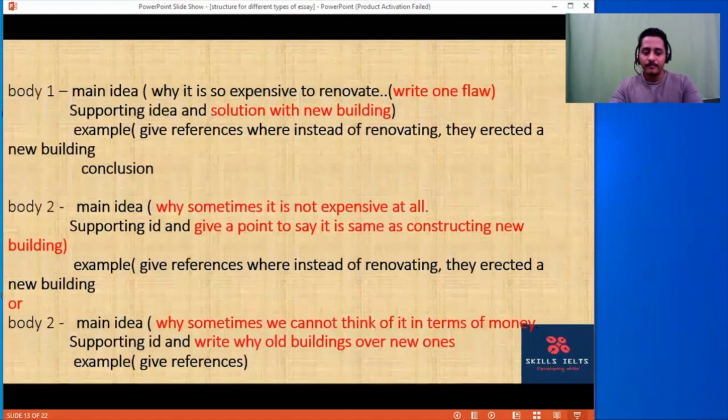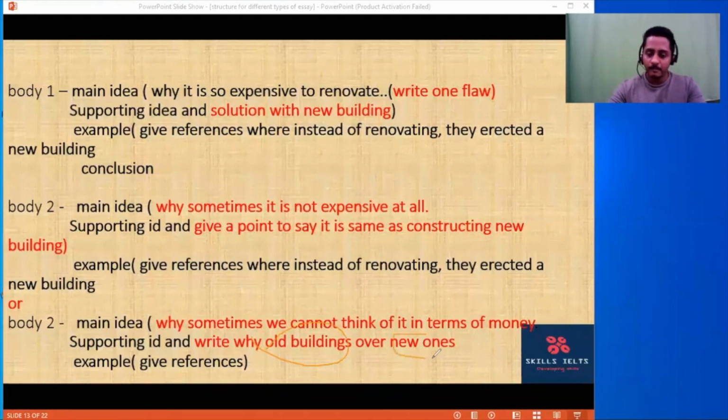But stick to the topic. Sometimes we cannot think in terms of money, because older buildings give us knowledge and reflect a lot of culture. The newer ones don't. For example, this set of buildings gives us so much. We don't even have to think in terms of expensive or not. In the least possible way you can still write, no problem. This is what happens when you partially agree: you get body 1 on one side and body 2 on the other side. You get two different ideas. You can just go with it.